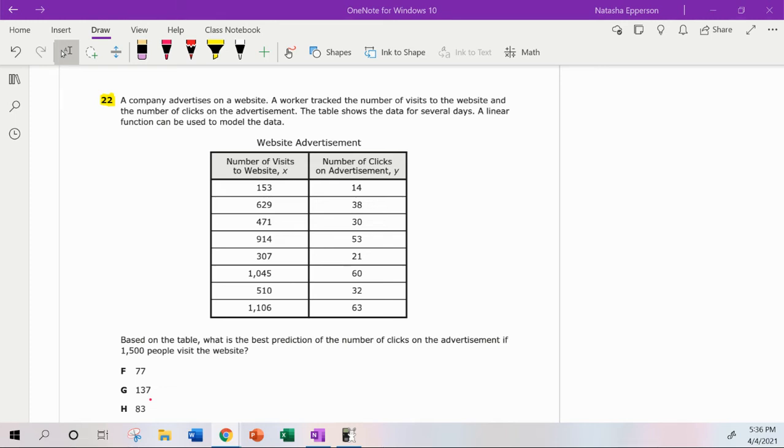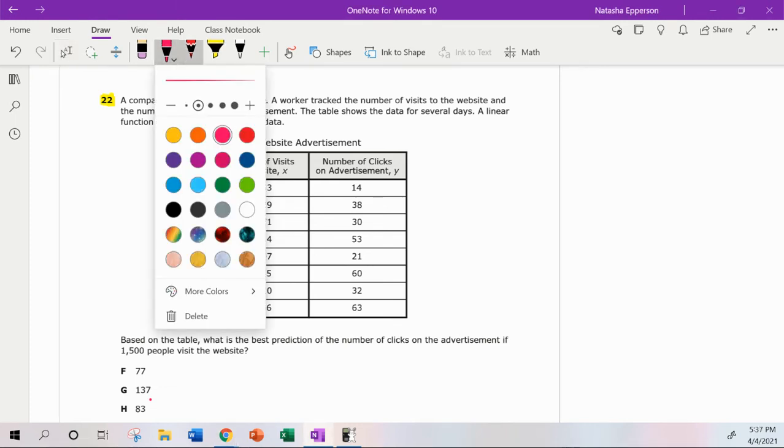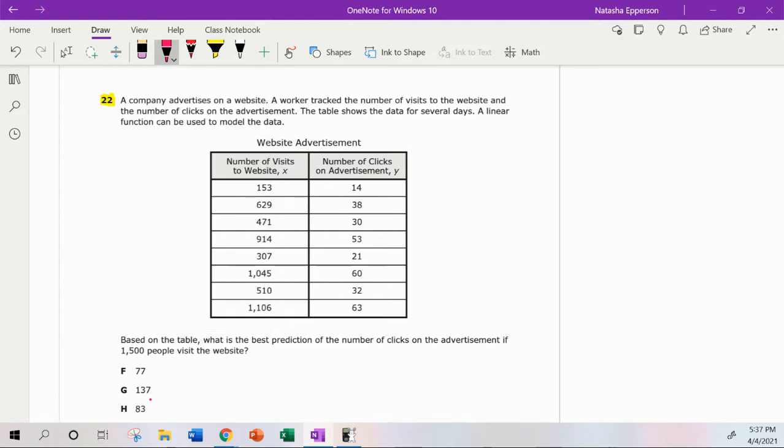All right, so we're going to go over some additional questions for the STAR. On question number 22, the company is advertising on a website, and a worker tracked the number of visits to the website and the number of clicks on the advertisement. The table shown below is the data over several days, and a linear function can be used to model the data.